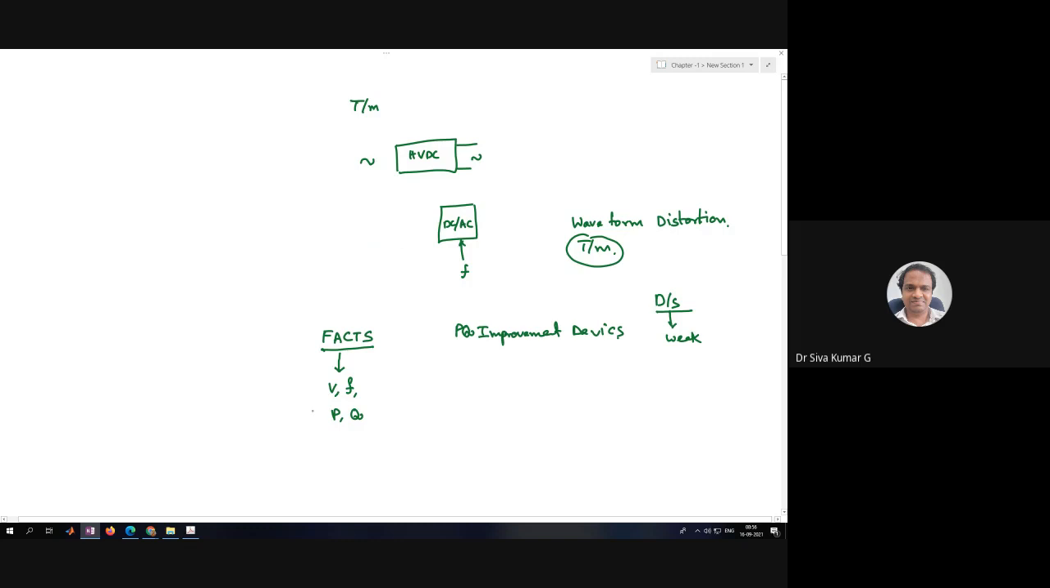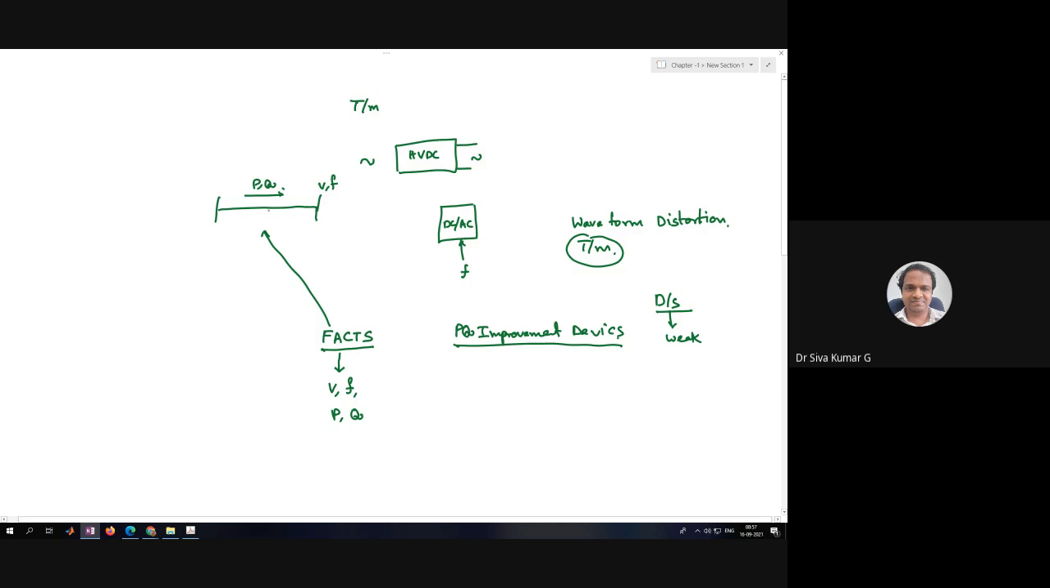Whereas these power quality improvement devices are not meant to regulate the power flow between the two buses, whereas these FACTS devices regulate the power flow or the frequency at one of the buses, or the voltage and frequency. One thing is the power flow controller between these two buses, P and Q. These are the devices not meant for power flow control between the two buses.